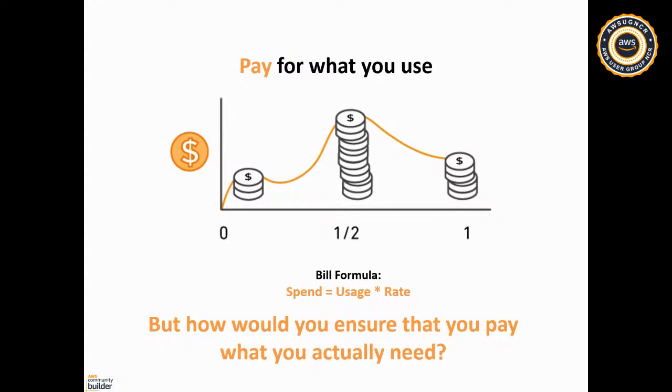The billing formula looks very simple: usage multiplied by the rate of that service. For Lambda, it is per call, on the basis of how much memory we are using and how many milliseconds that particular call has consumed. But for a virtual machine, it differs on the basis of instance type, EBS, and other parameters.